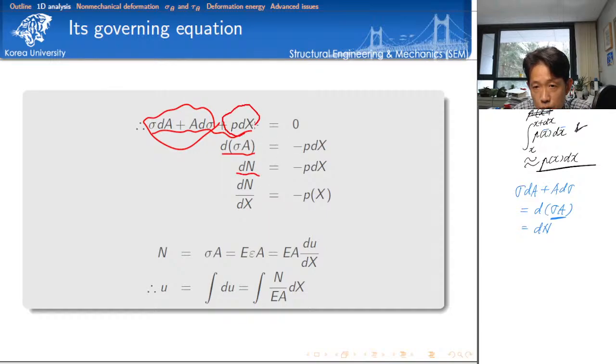And if you move the last term to the right hand side, then I have minus p dx. So let's move dx to the left hand side, to the denominator. Then we have this equation. So the physical meaning of this equation is what? Change of internal force with respect to x coordinate is equal to the minus of the distributed load. Okay, this is pretty obvious, isn't it?